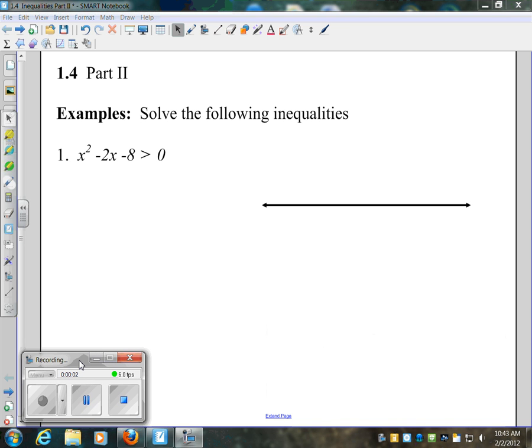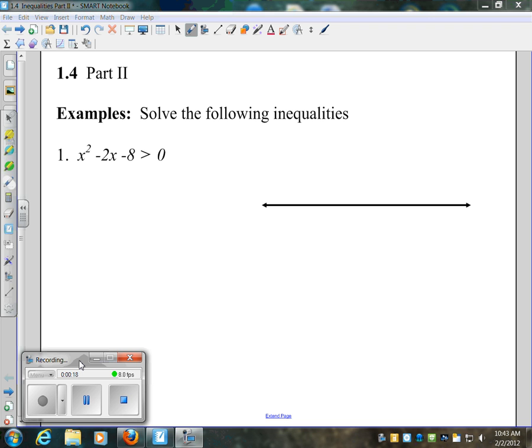All right, here's the second part of our look at solving inequalities in section 1.4 of calculus. One of the things you're going to have to do to evaluate an inequality is factor, and then from that factoring come up with a conclusion.